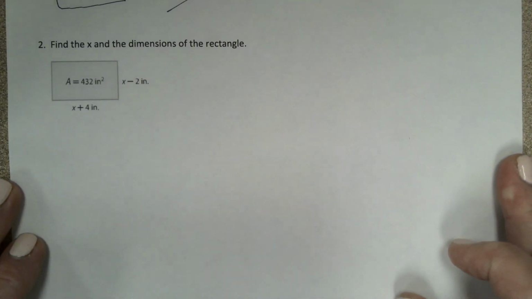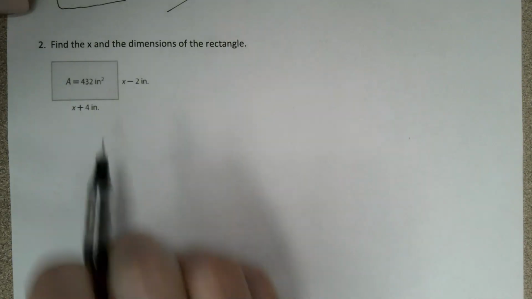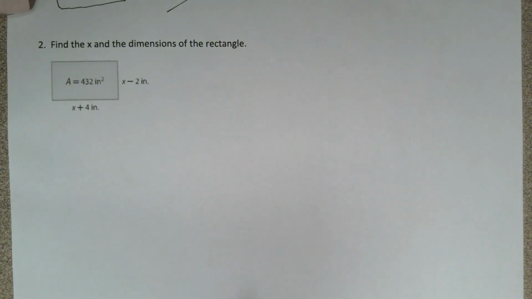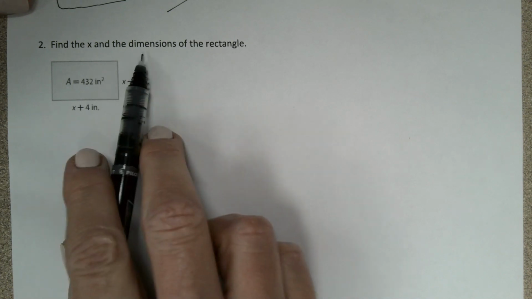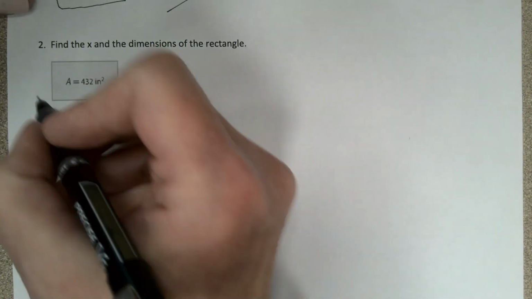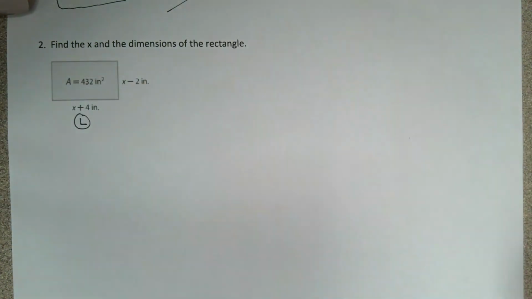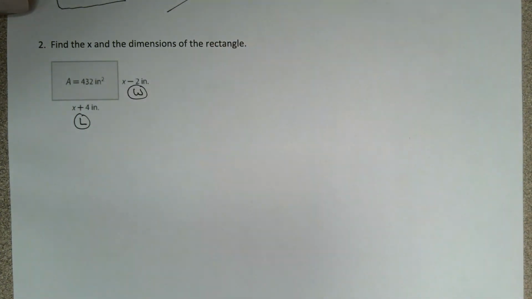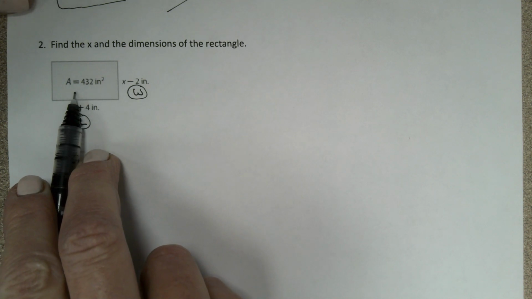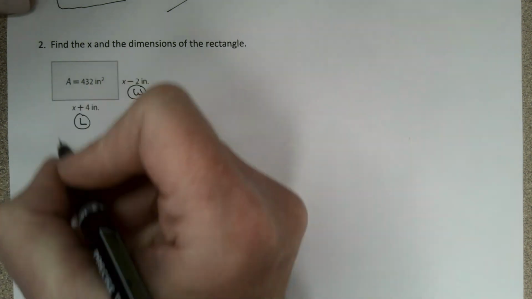The next type of quadratic could involve dimensions of a shape. So let's do the rectangle. Find x and the dimensions. Let's label this and we'll say that this side is your length and this side is your width. And it's telling us that this is the area.